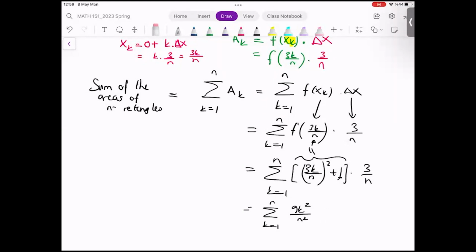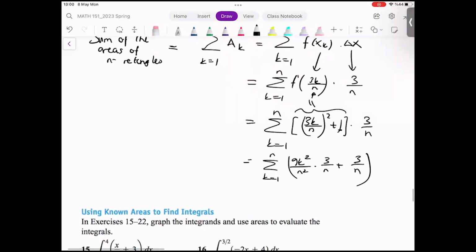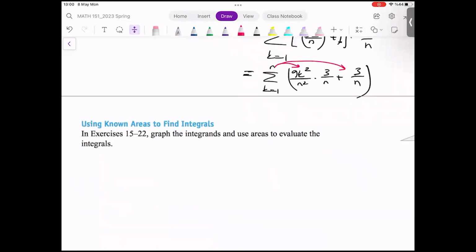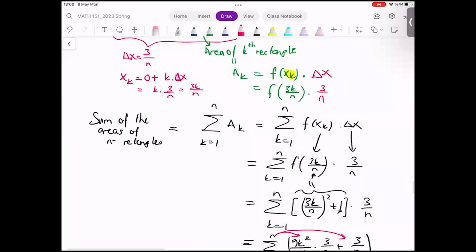So let me write the multiplied version. 3 over n, 3 over n, right? That's what we have inside the sigma notation. And then it is time to distribute the sigma notation over the sum. That's why we studied how to play with sigma notation in the previous lecture, because we needed to construct Riemann sums. By the way, this expression here is called the Riemann sum. Okay? Riemann sum means the sum of the areas of n rectangles in this form.